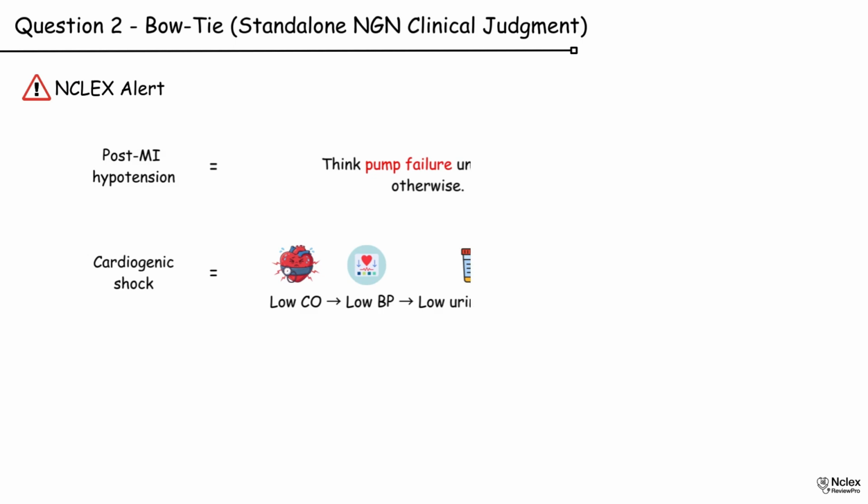Here's your NCLEX alert. Post-myocardial infarction, hypotension equals pump failure until proven otherwise. Cardiogenic shock follows this pattern. Low cardiac output, low blood pressure, low urine output, high dysrhythmia risk.